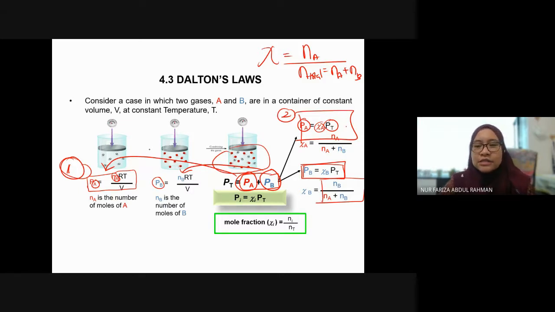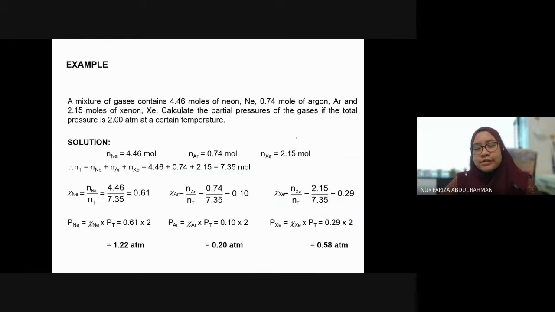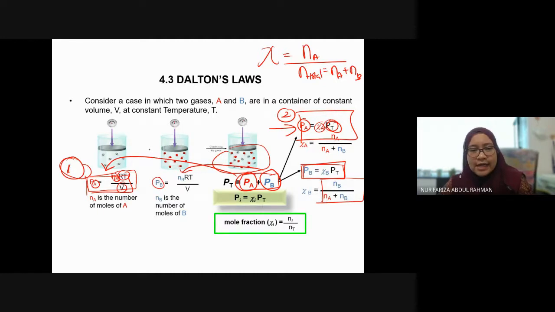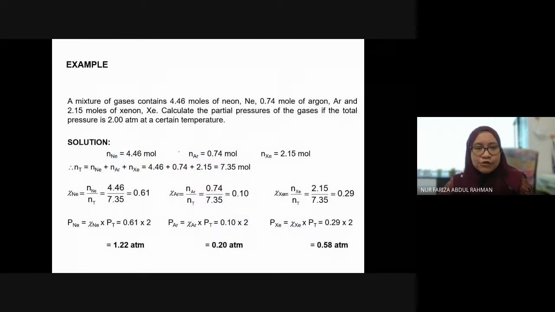Sometimes question, instead of dia bagi RT, V apa benda, dia just bagi P total and mole. So can you use this method? Of course lah, tak boleh because you have less information in order to use this PV and RT. So you have to go for this formula. So in conclusion, you have to know both. Kena ingat dua-dua. Okay? Alright. So that is the formula lah yang kita akan pakai. Okay? Berkemungkinan kita akan pakai.